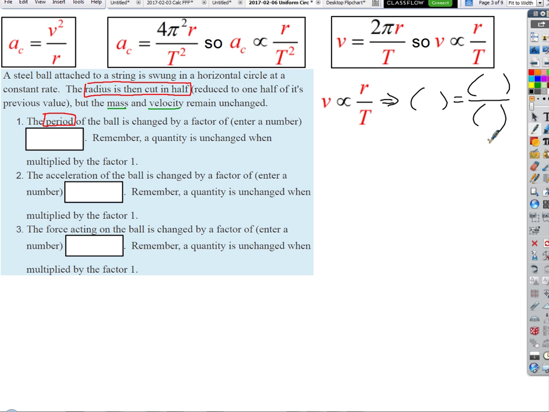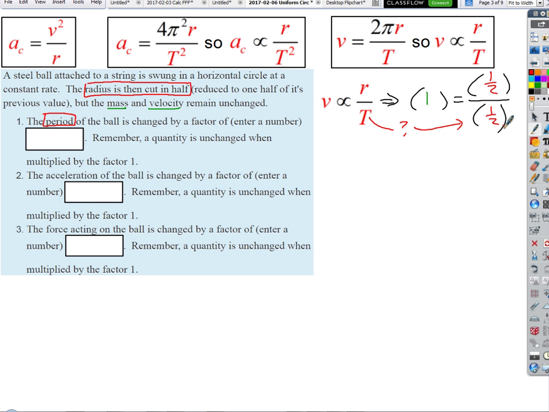So what do we know? We know velocity stays the same, right? So that's got to be 1, so this is a little different look this time. What about radius? What's it telling us about radius? It's cut in half, and we're trying to solve for T. So what does it have to be then for that to be a true equation? 2. No. It's got to be a half. Right? Because if I want the answer to be 1 on the left side, that means I have to divide something by itself, right? Yes. Okay?